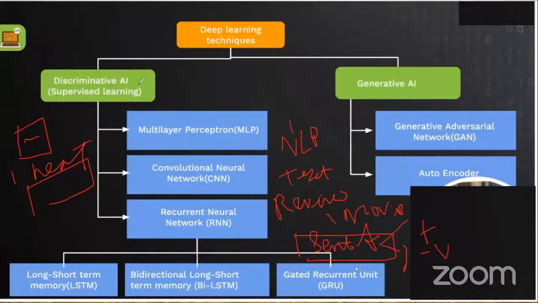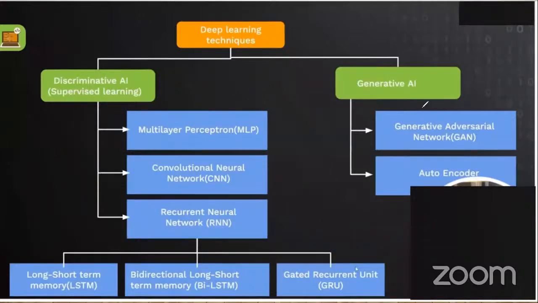So that is the basic difference in discriminative AI. I'm just trying to classify. Either I'm trying to classify, or I am trying to track the things, or I am trying to segment the things. But where generative AI comes into the picture, I am trying to create something, right?